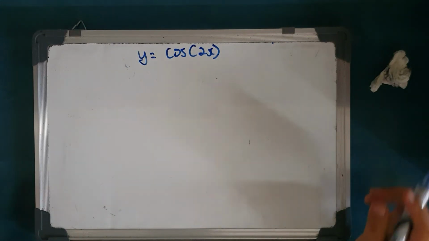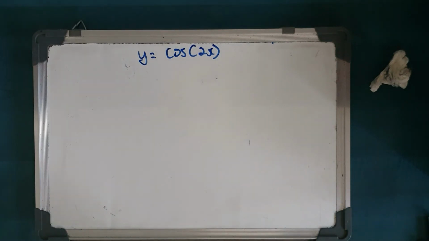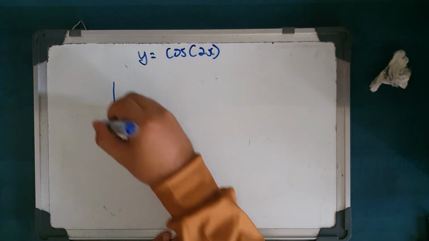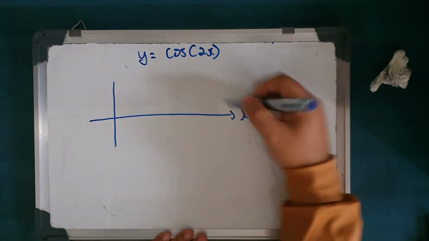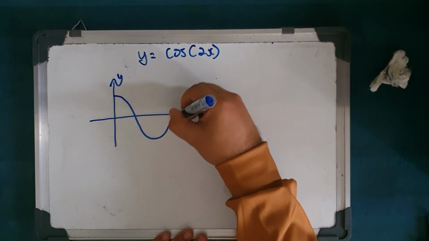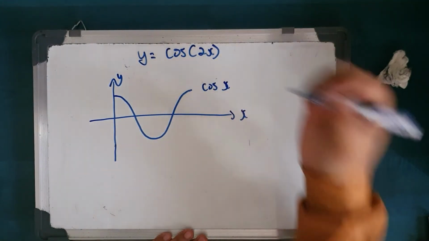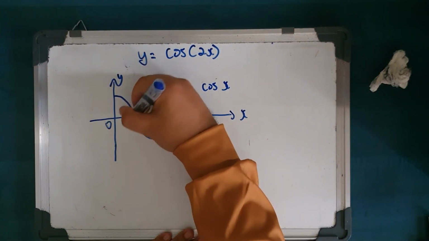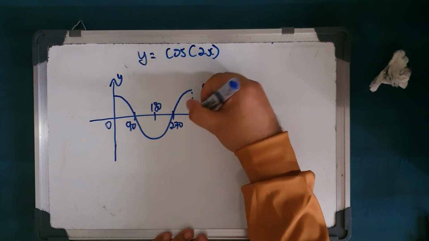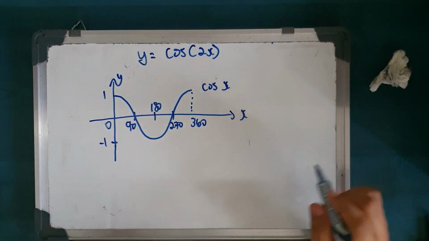The same rules apply to the cosine function. So let's just do a quick one. The first step, if you recall, is to draw a normal cosine function. Draw a normal cosine x graph. As we all know, it looks like that. Just treat this as cosine x and label the values. So this is 90, this is 180, this is 270, and this is 360, 1 and minus 1. This is the first step.